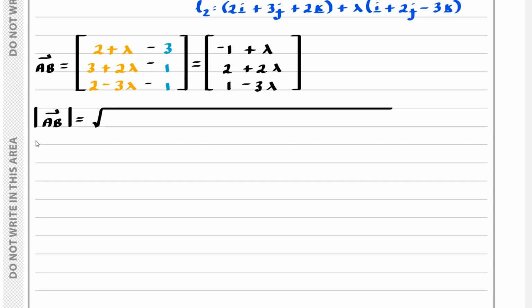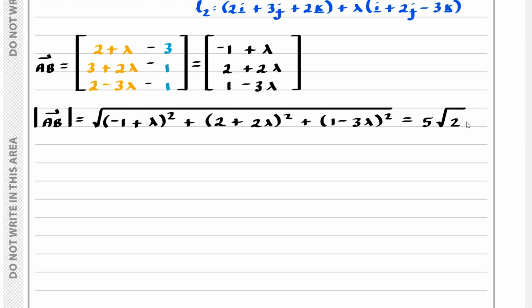We now know enough information to find out the magnitude of AB. The magnitude of AB is given by the square root of negative 1 plus lambda squared plus 2 plus 2 lambda squared plus 1 subtract 3 lambda squared, and this is equal to 5 root 2, that's given in the question. And if we square both sides, we would have negative 1 plus lambda squared plus 2 plus 2 lambda squared plus 1 subtract 3 lambda squared, that's equal to 20.